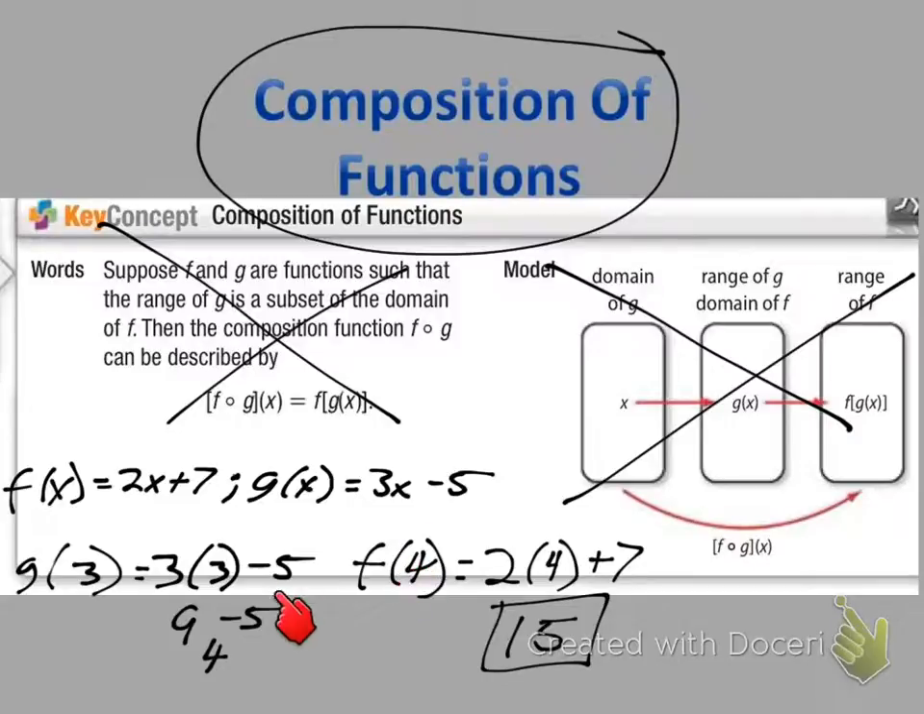Guess what you guys just did? You did a composition of functions. Okay? That's what you did. You did 2 functions at the same time. That's all this is. That's all that model mess means. That is all these nasty words mean. You just do it twice. You do the inside, you do this one, then you take that result.